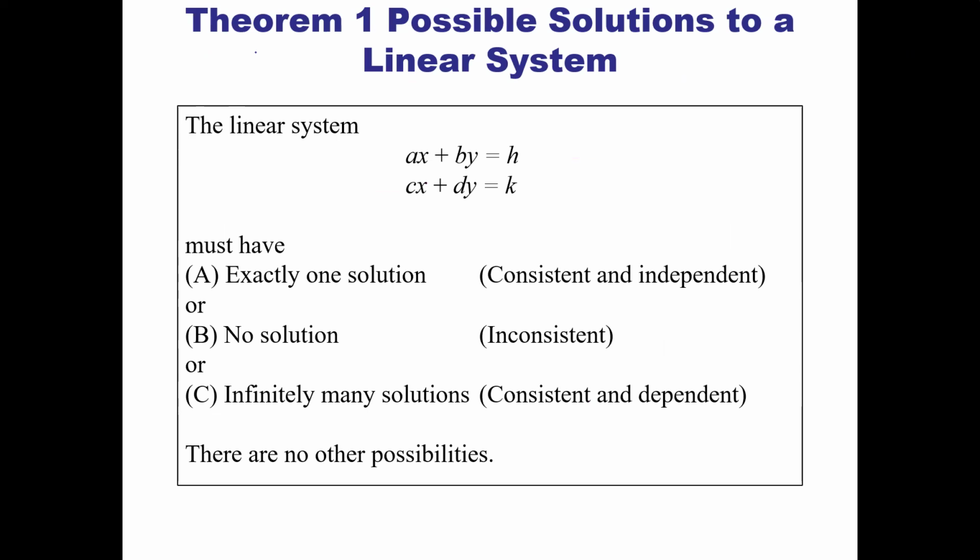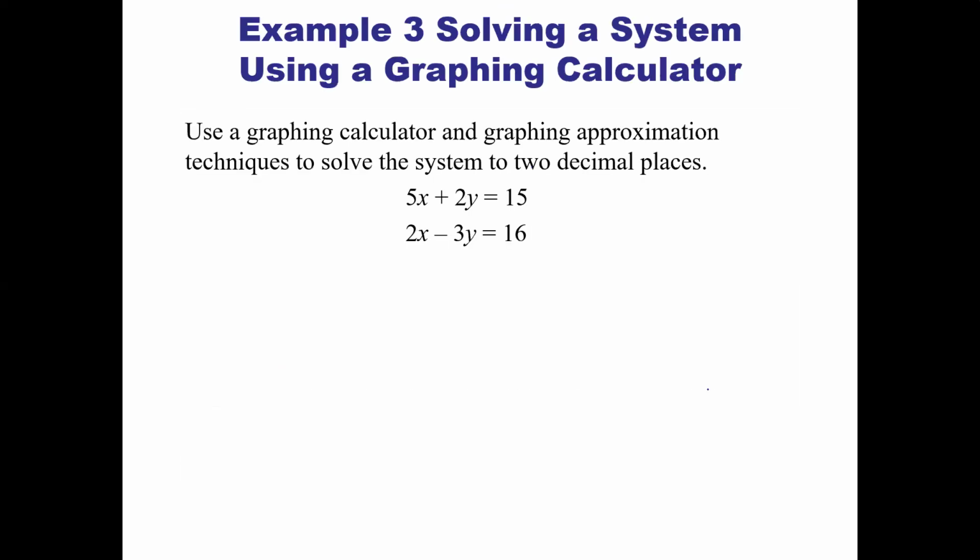Now, possible solutions to linear systems. So, again, we have some ax plus by equals h and cx plus dy equals k. And so if it has exactly one solution, it's going to be consistent and independent. If it has no solutions, it's inconsistent. And if it has infinitely many solutions, it's consistent and dependent. And there's no other possibility. So these are the possible ways that we can write our solutions. It's consistent and independent, inconsistent, or consistent and dependent.